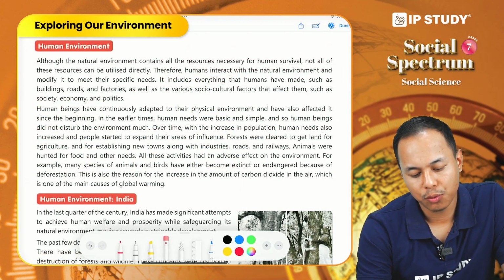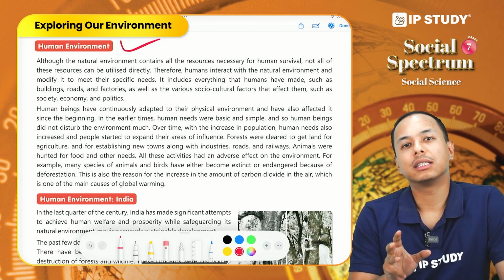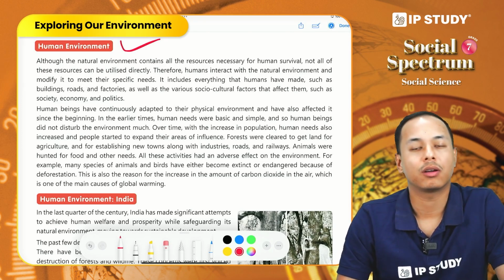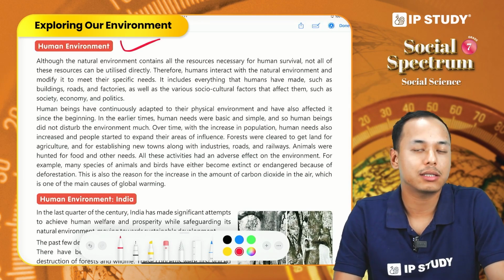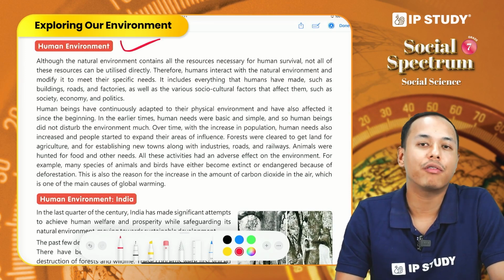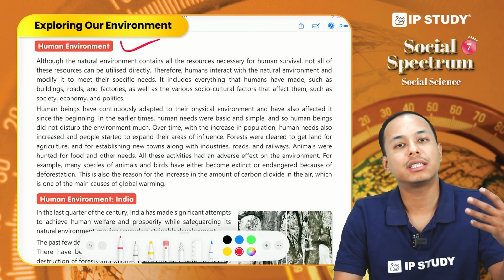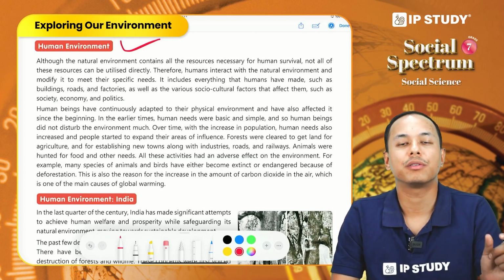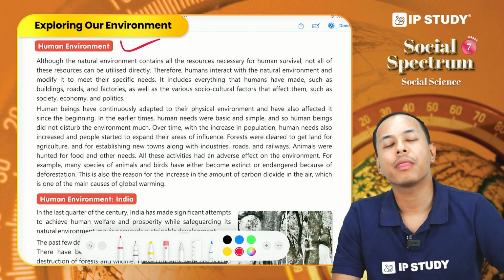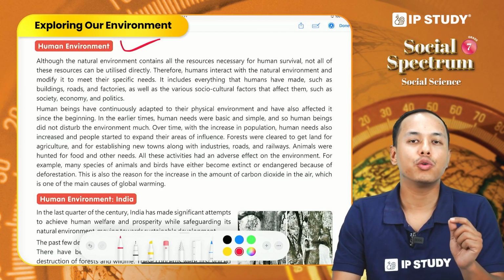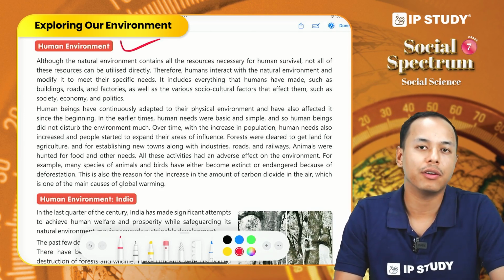So now let us see human environment, right? Although natural environment provides us enough resources for human survival, however, we should understand that not all of these resources can be utilized directly. As such, humans interacted and modified their physical environment to fulfill certain needs. Yes, we see different infrastructure like roads, buildings. Why did humans build it? To fulfill their needs. However, we should understand that since the beginning, humans have adapted and changed according to their physical environment, right?